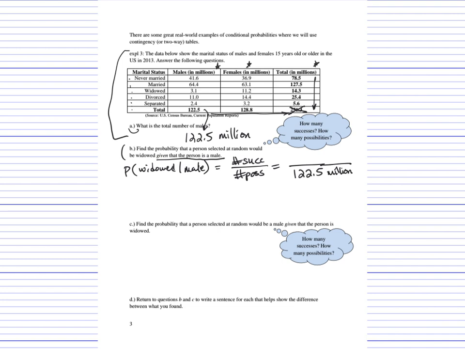Now, how many successes are there? What we're looking for are, of those males, the ones that are widowed. Let's find that in our table. Looks like here, 3.1. So then that's going to go on top. And if you wanted to, you could cancel out those millions. You could write it as 3.1 over 122.5 or simply get the decimal equivalent, which I did, and I got 0.025.